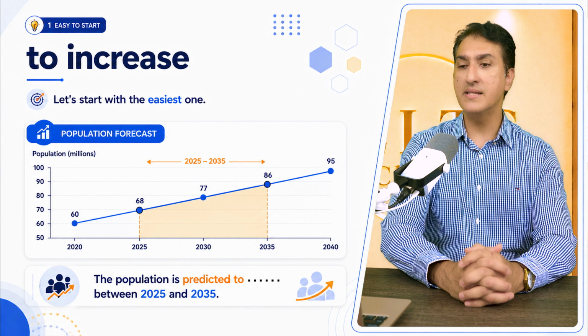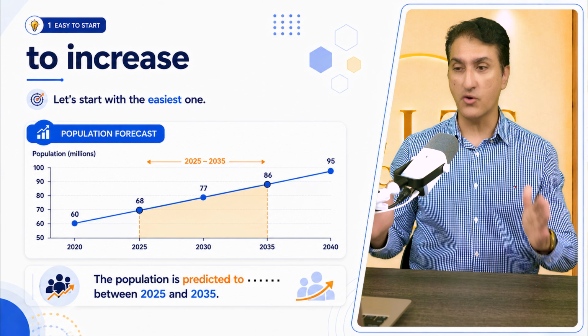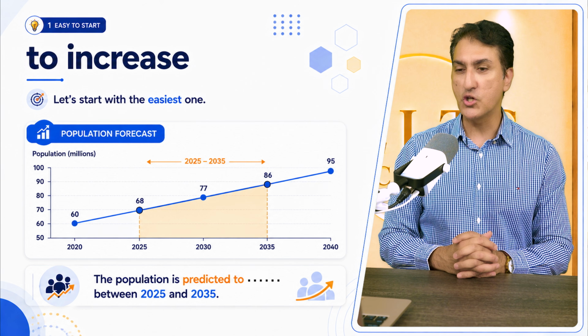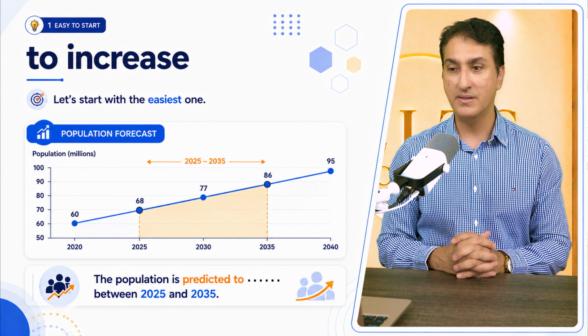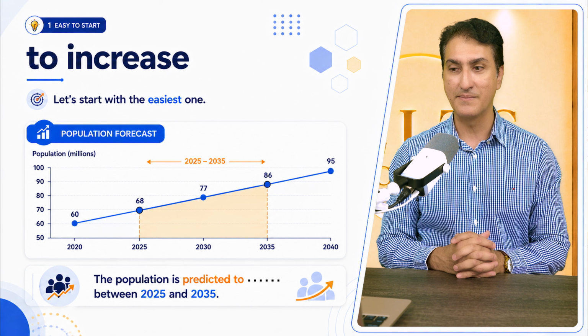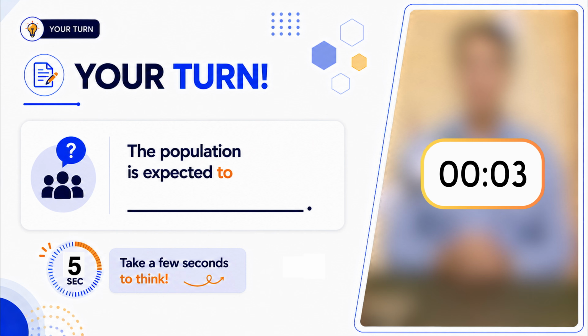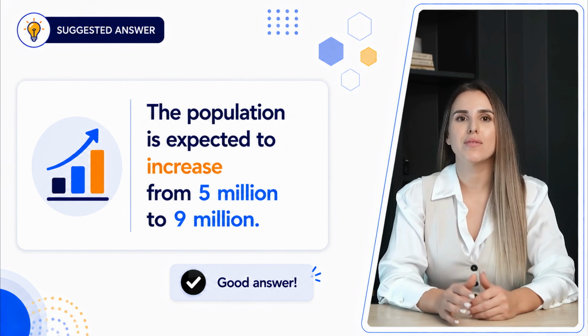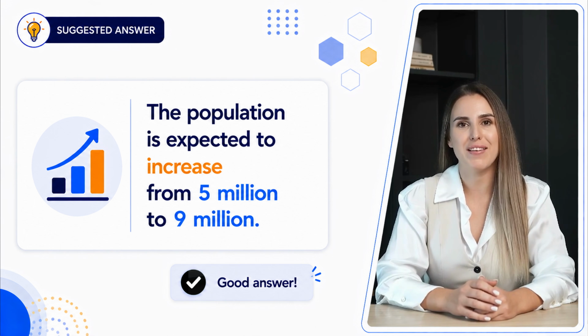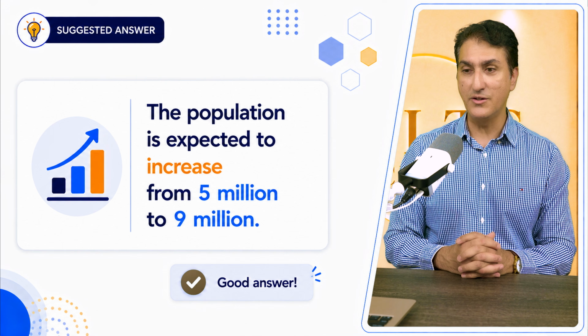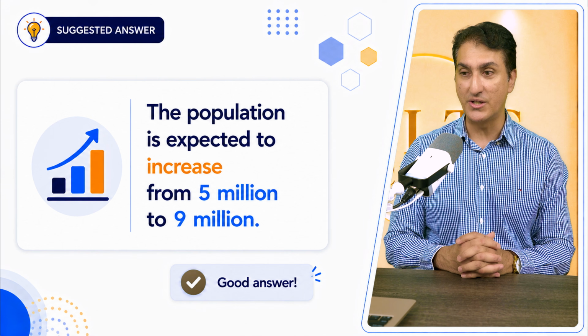Exactly. Now, let's imagine we are writing an IELTS Writing Task 1 report. How would you complete this sentence? The population is predicted to... Take 5 seconds to think. Students, before Anna answers, think about your answer too. Anna? I think the population is expected to increase from 5 million to 9 million. Excellent. That's exactly right.